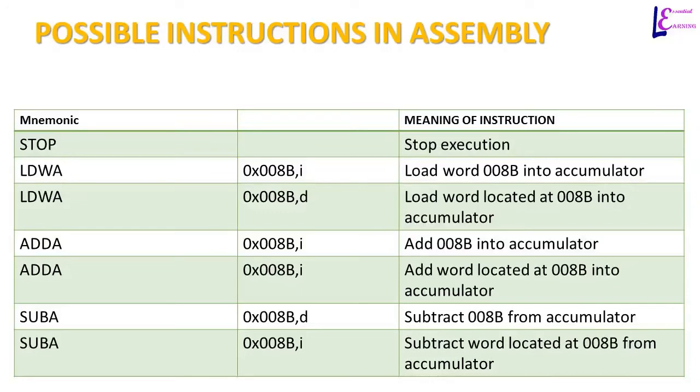The same type of instruction is written again in the third row, but it has D instead of I. D is for direct addressing, which means load the word from the address 008B in the memory.